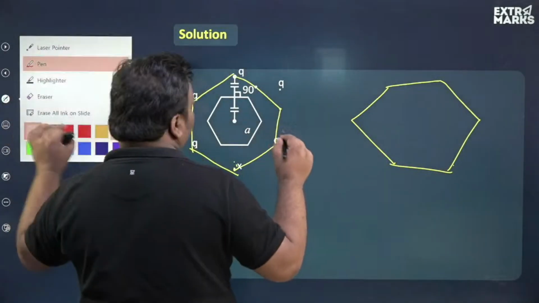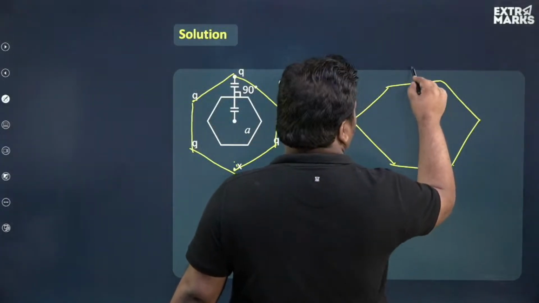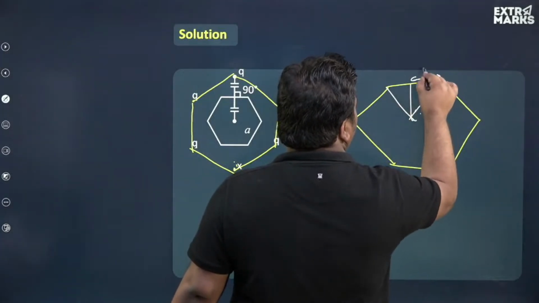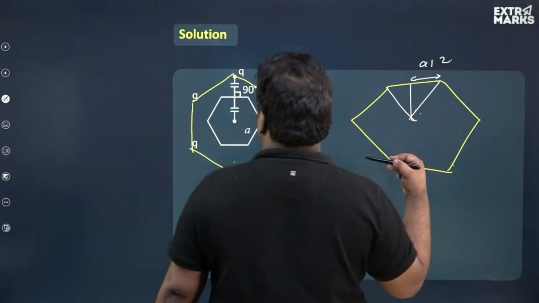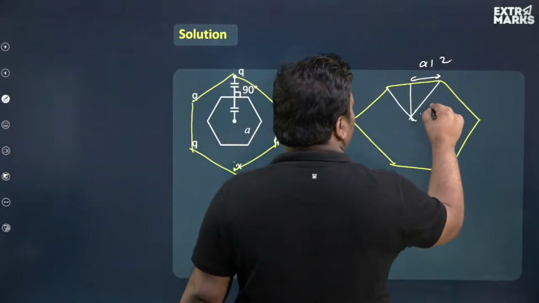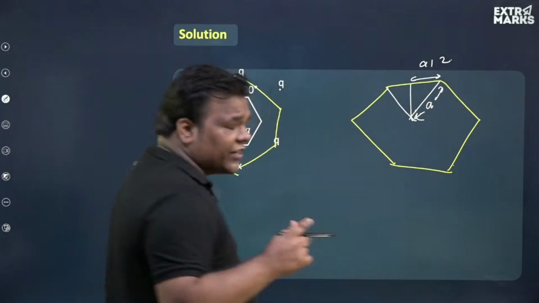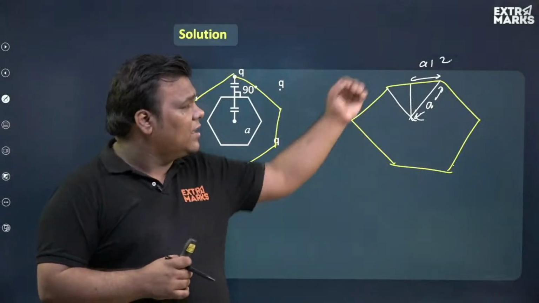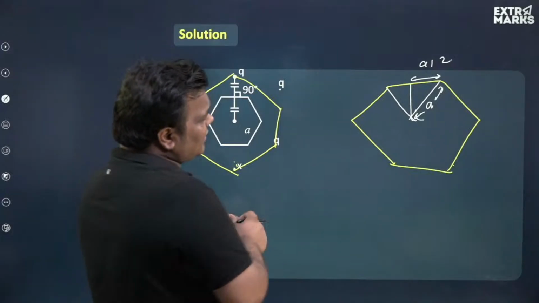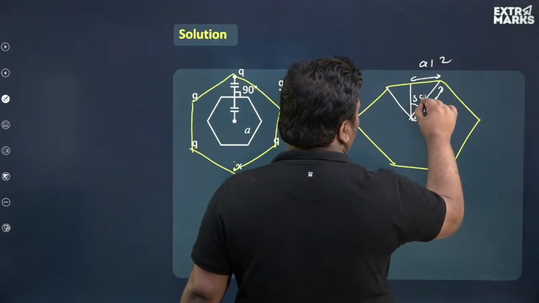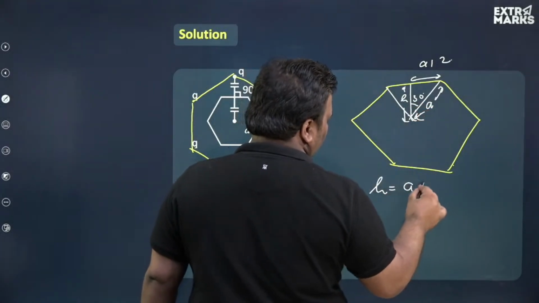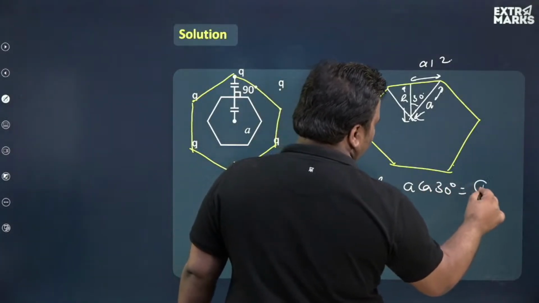How? See, that was the original hexagon. If you observe it carefully, let's just say this distance is A by 2. This distance is A by 2. And that distance is A, side of the hexagon. We know that the line joining center to the vertices of a hexagon has exactly the same length as the side of the hexagon. This angle is 30 degree. So, the value of H is given as A cos 30 degree. That means A root 3 by 2.